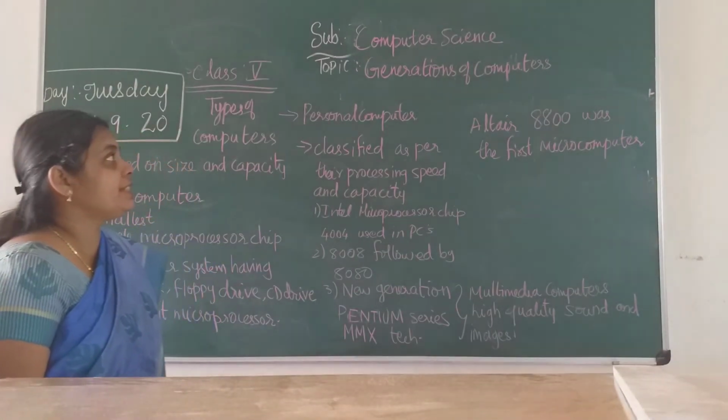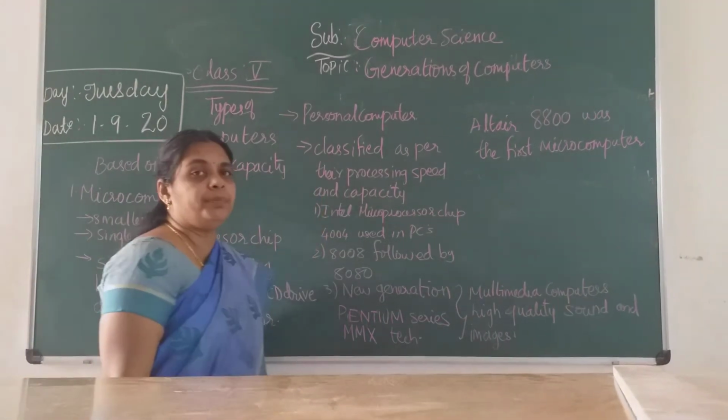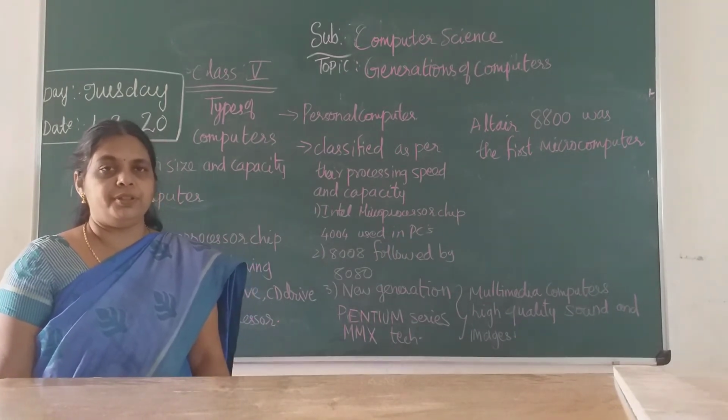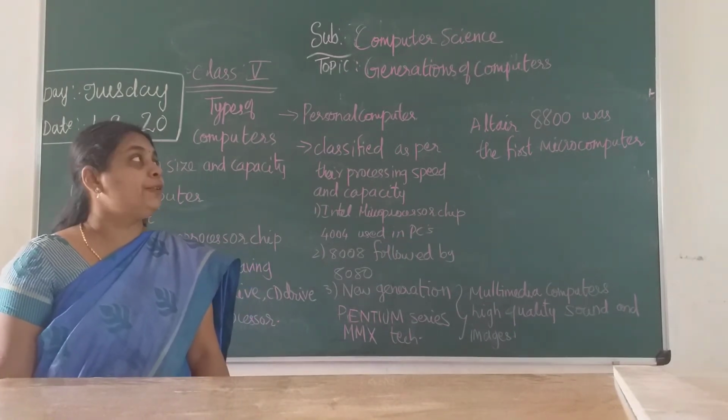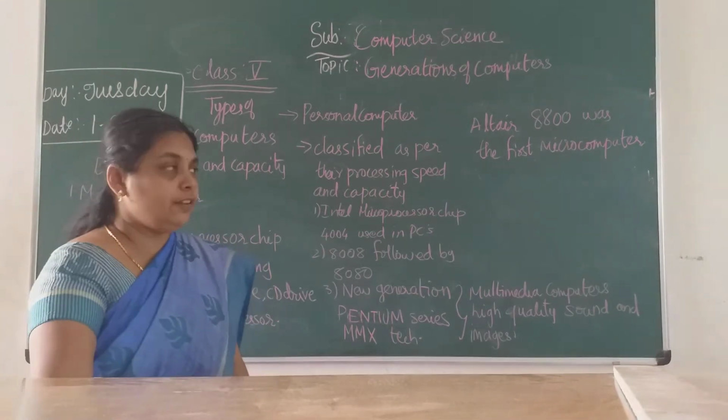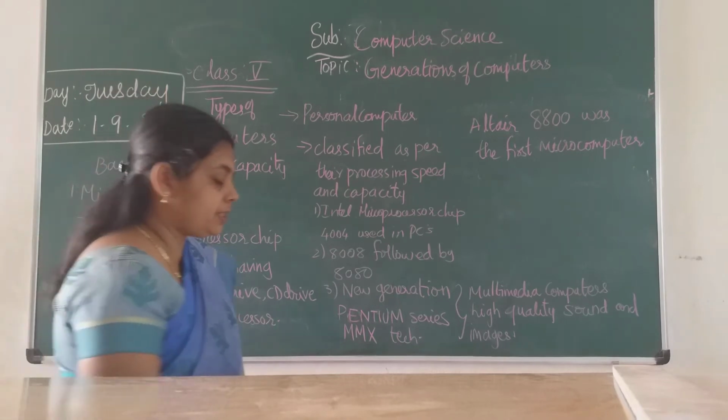So children, we were seeing the lesson generations of computer. In the previous classes we saw the 5 generations of computers and the timeline also. Today we are going to see the types of computer. So there are 4 types of computers.